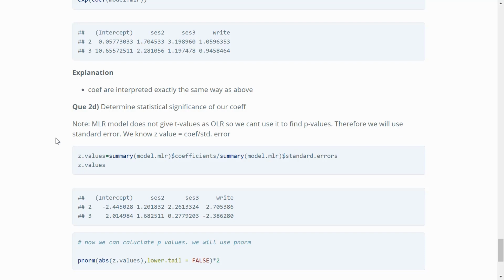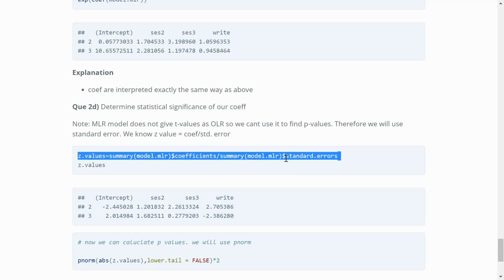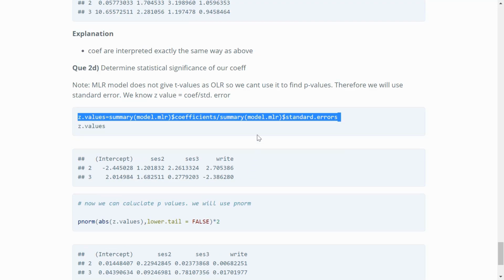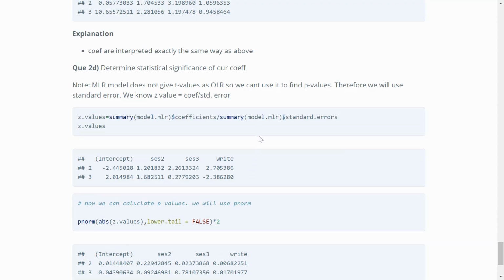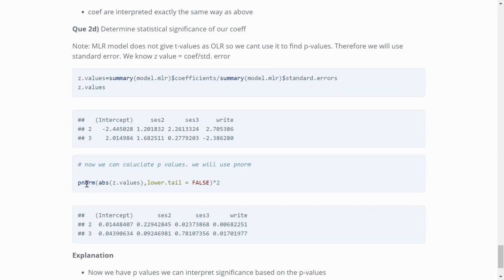So first we will extract the coefficients by subsetting the summary output, and then we will divide it by standard error, and again we can extract the standard error from the summary output of our model. We can run this and now we have the z values. Now we can calculate p-values using the z values by using the pnorm function. So the first argument is the z values. We will use the absolute z values, so we will use the abs function. Then lower.tail is equal to FALSE, and then multiplied by 2. We will run this and we will get our p-values.